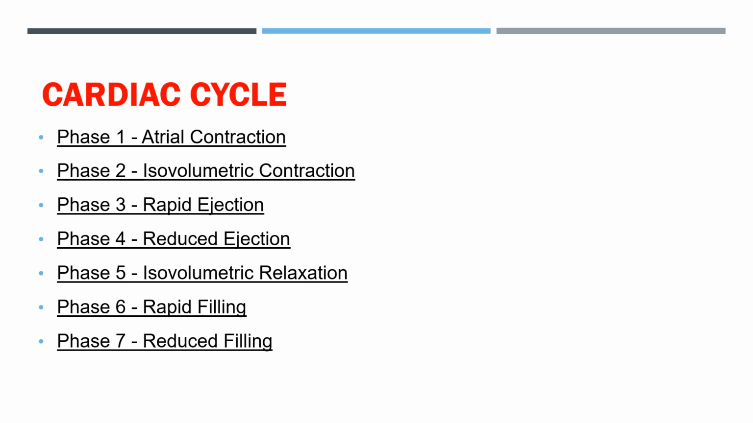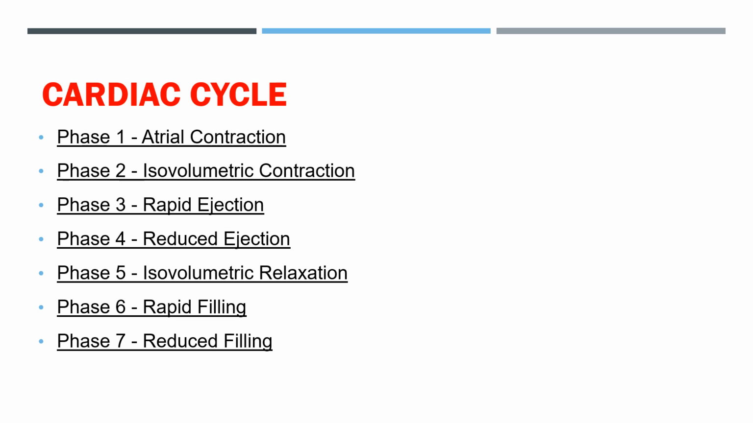Next, let's see the cardiac cycle, what is meant by each phase. There are 7 phases. They are atrial contraction, isovolumetric contraction, rapid ejection, reduced ejection, isovolumetric relaxation, rapid filling, and reduced filling.